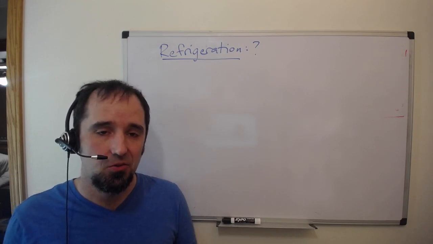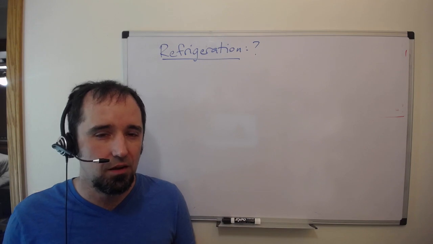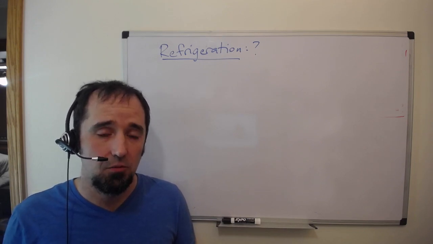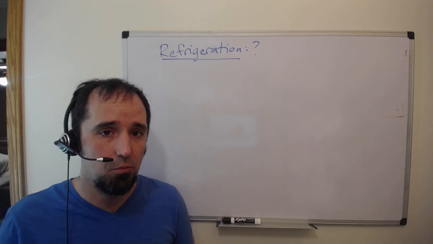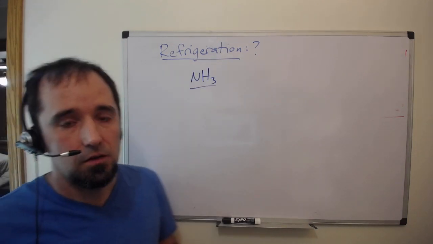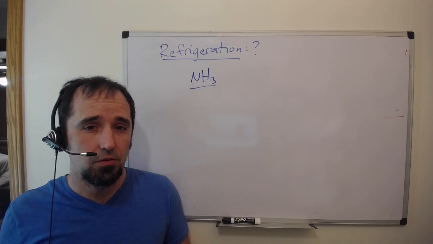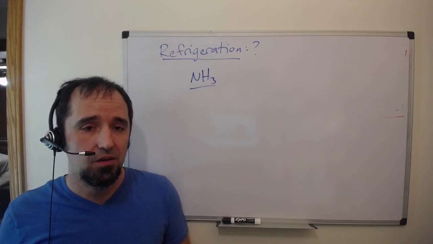And so to do that, we need some kind of liquid that has a boiling point pretty close to room temperature, if not below. So for a long time, this was done by ammonia. Ammonia boils at, I want to say, -33, and so it's a pretty useful boiling point for this kind of thing.